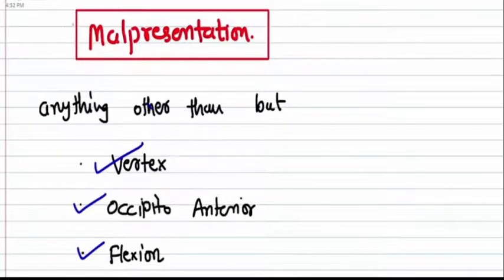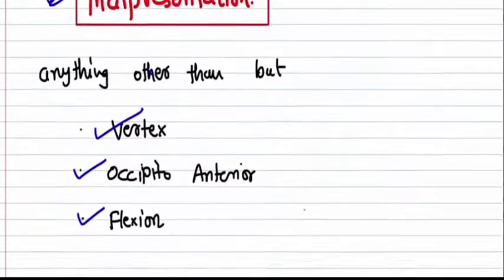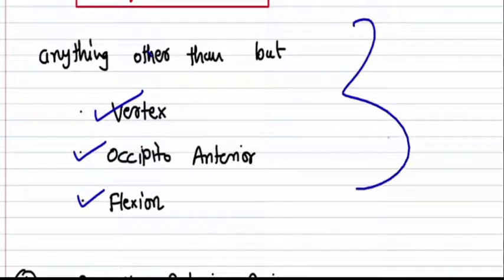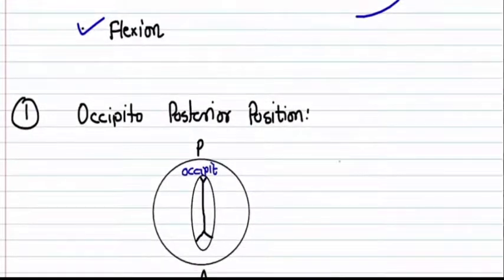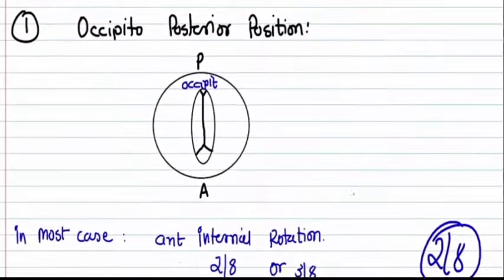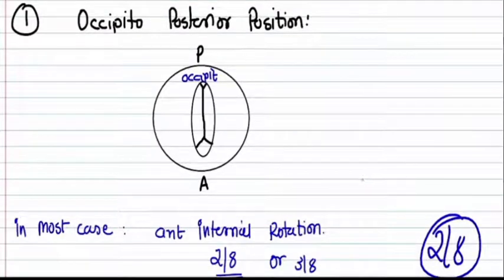Now let's discuss malpresentation. Anything other than vertex presentation, occipito-posterior position and flexed attitude is called malpresentation. Now let's discuss occipito-posterior position. In this position, the occiput of the fetal head lies in the posterior part of the female pelvis, which should ideally be anterior.